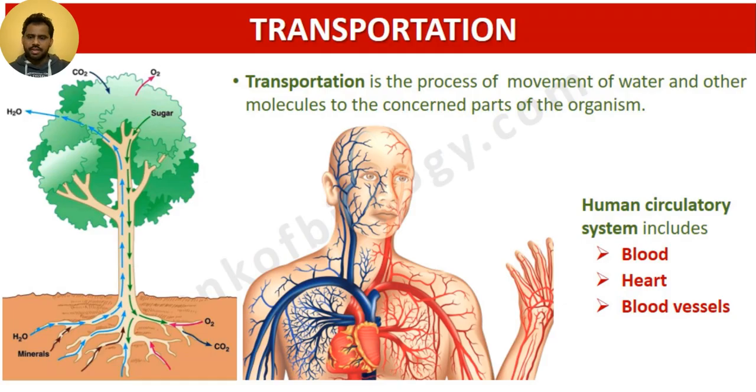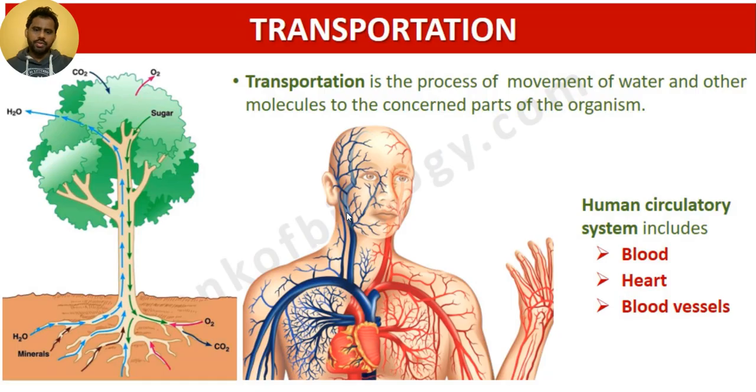In this series, another one of the most important topics is discussed, that is the transportation in both plants and human beings. Transportation is the process of movement of water and other molecules to the concerned parts of the organism. Like we see the example of a tree. H2O is getting into the tree, the water. Minerals are getting into it. CO2 input, oxygen output, sugar. Oxygen getting inside, CO2 released. So this is for the plants.